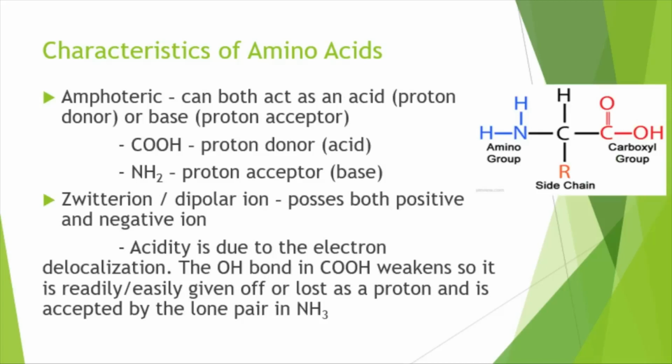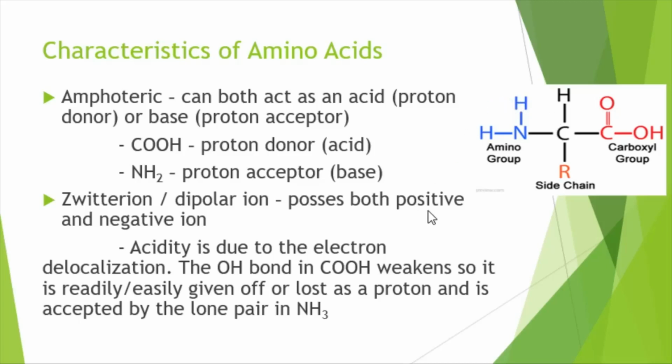Also, your amino acids are amphoteric. What does it mean when we say amphoteric? It can act both as an acid and a base because of the presence of the amino group and the carboxyl group. When we say acid, these are also known as proton donors, while bases are proton acceptors. Your COOH is your proton donor, or acid group, and this is your amino group, which is your proton acceptor, and this gives the basic property of your amino acid.